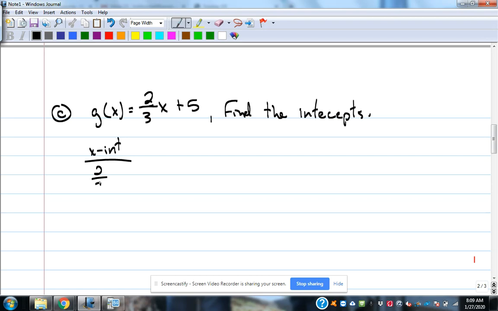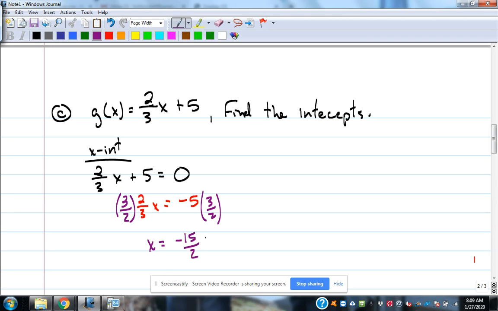Anytime, no matter what kind of functions we're dealing with. This section deals with linear functions, but if we're dealing with quadratics later on this chapter or higher degree polynomials, the whole idea of an x-intercept is you set the function equal to 0 and solve it, and that's going to get us the x-intercept. So 2/3 x equals -5, multiplied by 3/2. We get -15/2. We get an x-intercept at -15/2, 0. An ordered pair is how we want to list those x-intercepts.